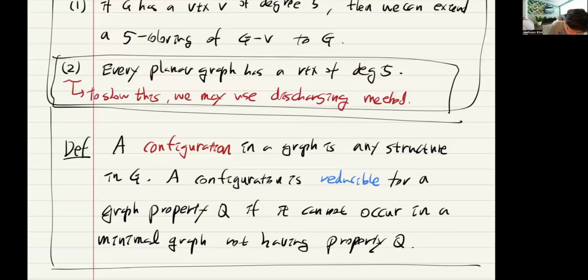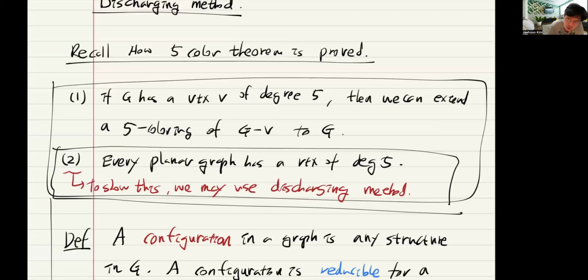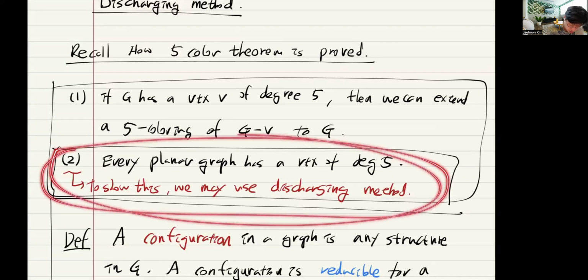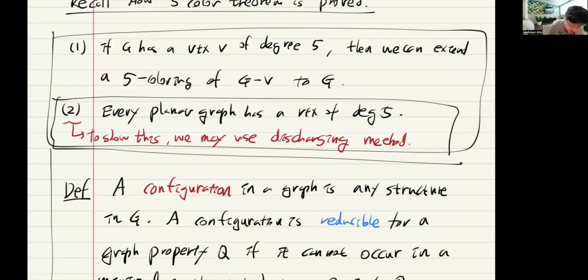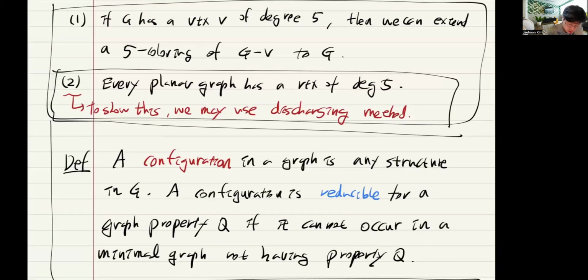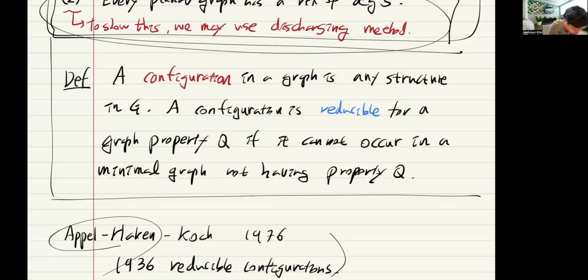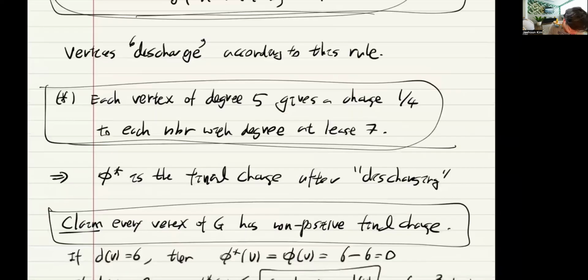That's an example of this discharging method. Now you see why it has the name discharging method. It shows that a certain reducible configuration must appear in a planar graph. You assume none of them appear, and then use this discharging method to show a contradiction. Okay, let's do one more example.